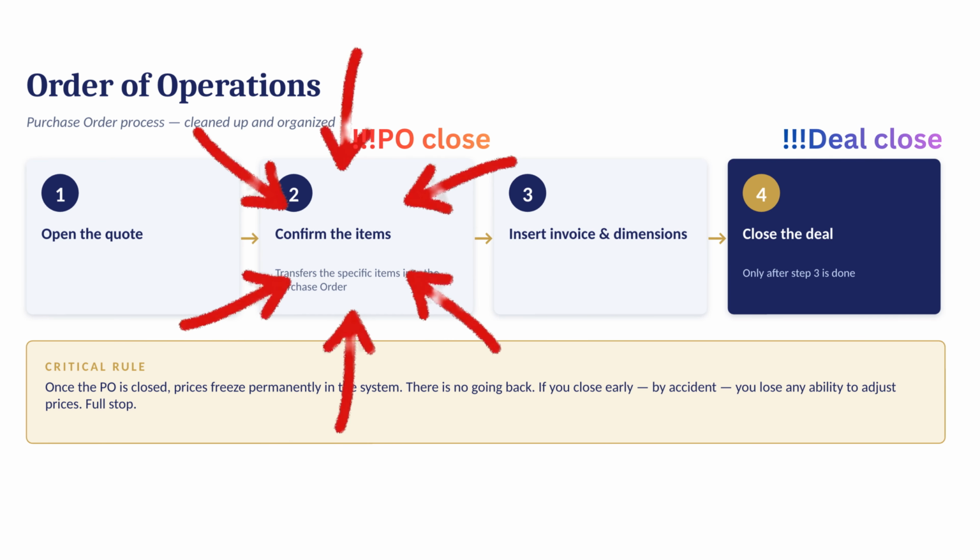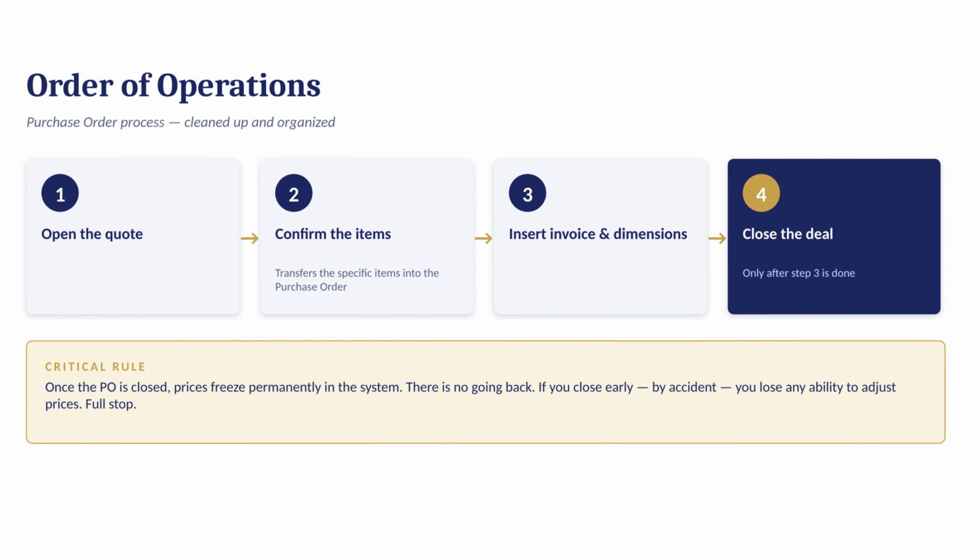Once the PO is closed, prices freeze permanently in the system. There is no going back. If you close early, by accident, you lose any ability to adjust prices, full stop. If it happens anyway, you have to rewind and correct it in the system before the client escalates further. Handling the client pushback is hard, but get ready to deal with it.